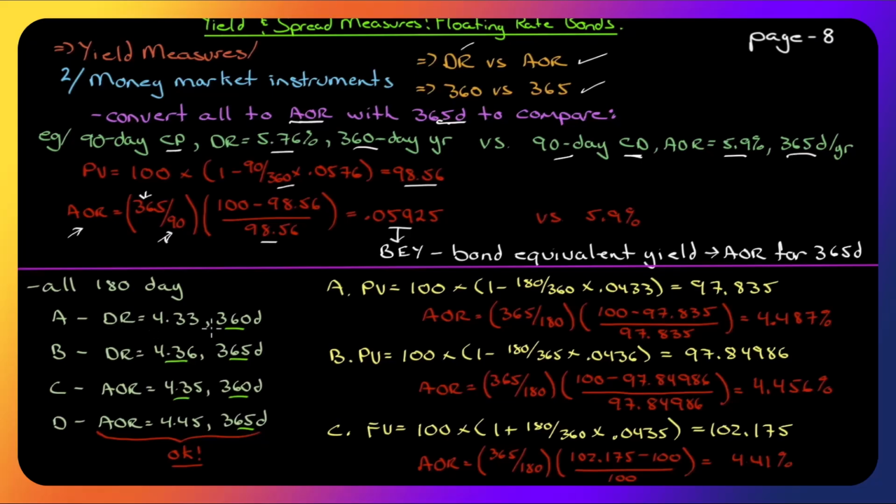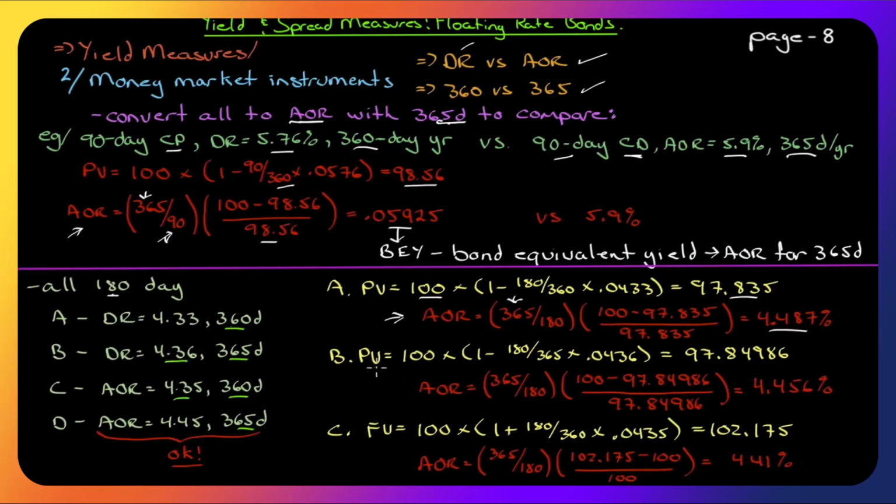Let's deal with the first one, a discount rate of 4.33 for 360 days. Again, we just calculate the present value. It's a discount rate, so we know the future value is going to be par, 100% of whatever the face value is. 100 times 1 minus the discount, 180 over 360, multiplied by 0.0433. We get 97.835, and then we just solve for the add-on rate using 365 in the numerator. 365 over 180, 100 minus the present value we arrived at, divided by the present value. We get 4.487.